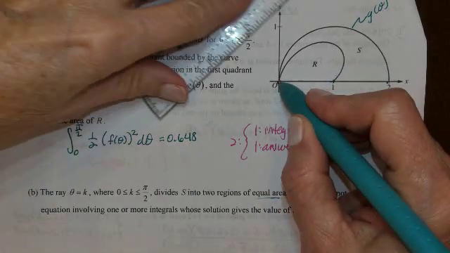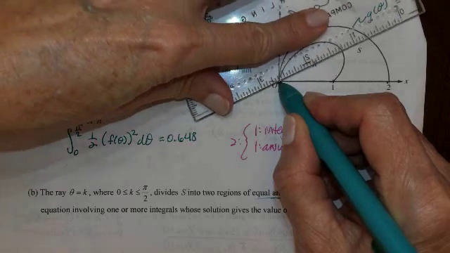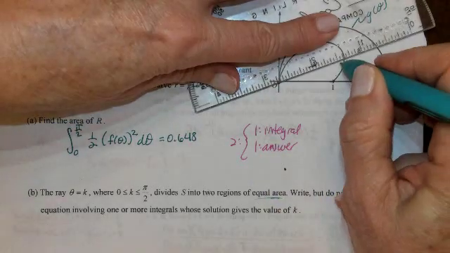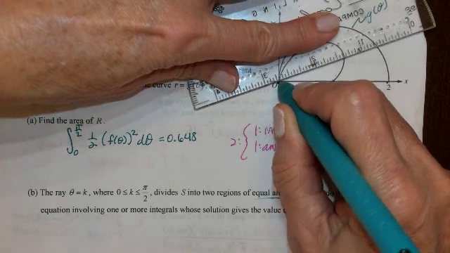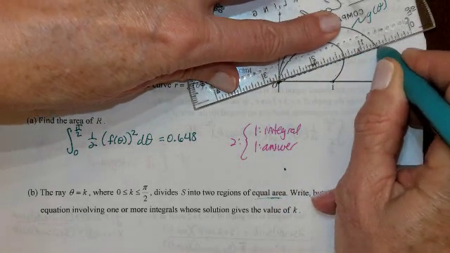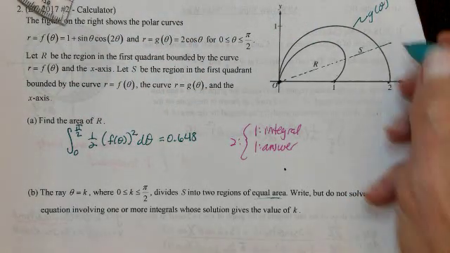So I know my ray is going to be somewhere over here because the curve is thicker here and thinner there, so it's going to be somewhere over there. So the ray is going to look something like this. I'm just going to do it dotted in case I need to see what I'm doing later on. So that's like theta equals k.